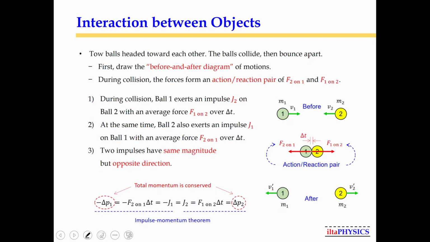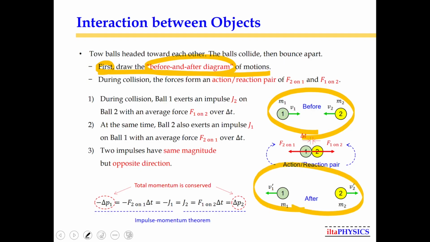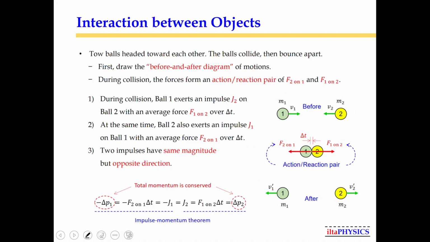For collision problems like this, it's always a good idea to first draw a before and after diagram showing the moving objects. In a before and after diagram, you just need to clearly indicate the velocity and direction of each object before and after they hit. Using this diagram, let's analyze the collision as an action-reaction pair based on Newton's third law of motion. Please take a close look at this long equation below and try to follow along.